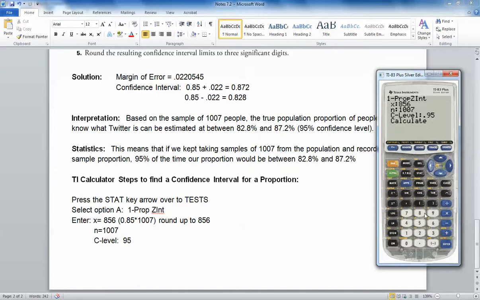Type in your confidence level. I think you can put just 95 or a 0.95. I think your calculator doesn't mind either way. Go down to calculate, click enter. And what your calculator will do is it'll tell you p hat, which is 0.85, and it will give you the values, that 0.828, 0.872. So your calculator doesn't do any of the middle work, it just tells you the confidence interval. And the interpretation is the same. We can estimate the population proportion of people who know what Twitter is somewhere between 82.8% and 87.2%.